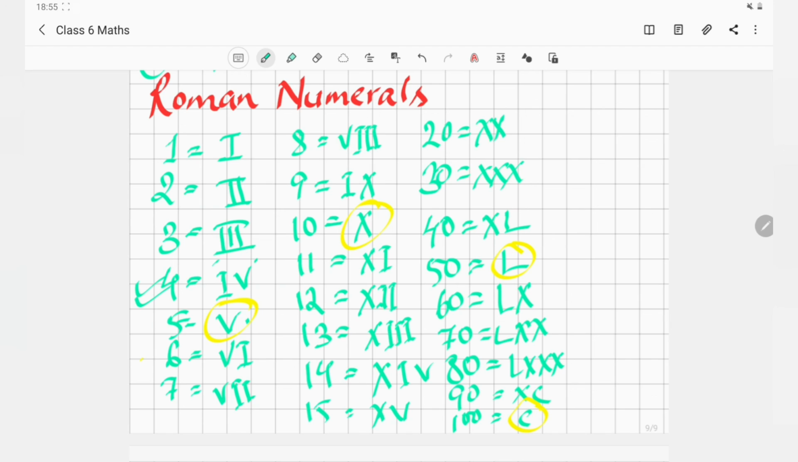And before I close this, I would also like to cover a couple more numbers. 500 is represented by D and 1000 is represented by an M, right? So if you remember these, you'll get it right most of the time. So this is the end of the video and the chapter as well.